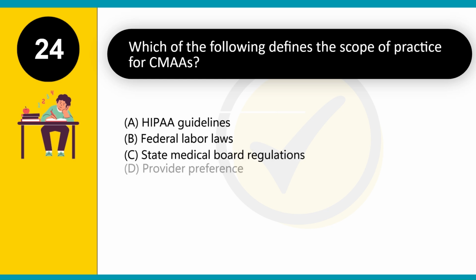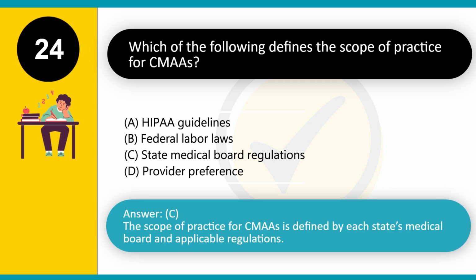Which of the following defines the scope of practice for CMAAs? A. HIPAA guidelines. B. Federal labor laws. C. State medical board regulations. D. Provider preference. Answer, C. The scope of practice for CMAAs is defined by each state's medical board and applicable regulations.